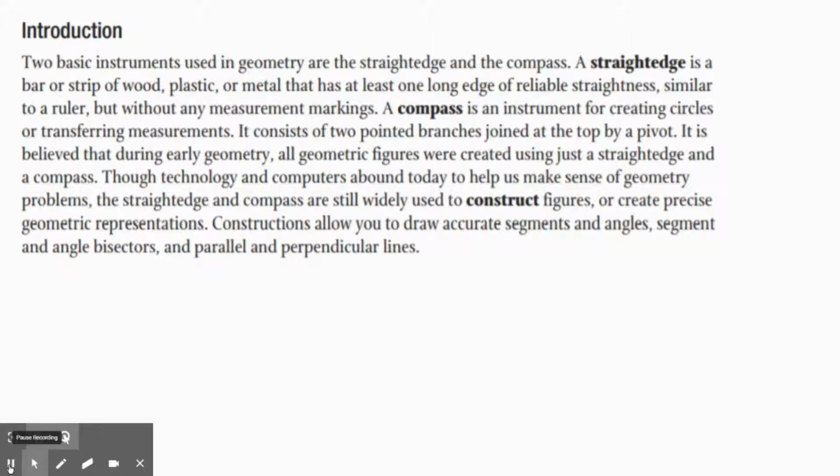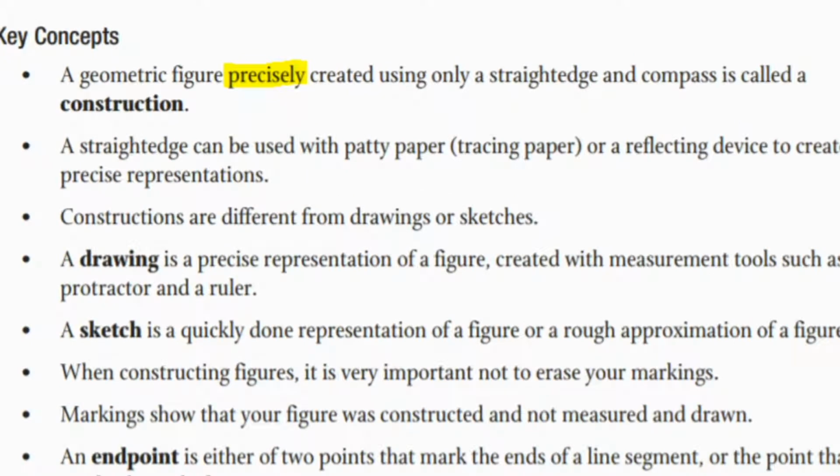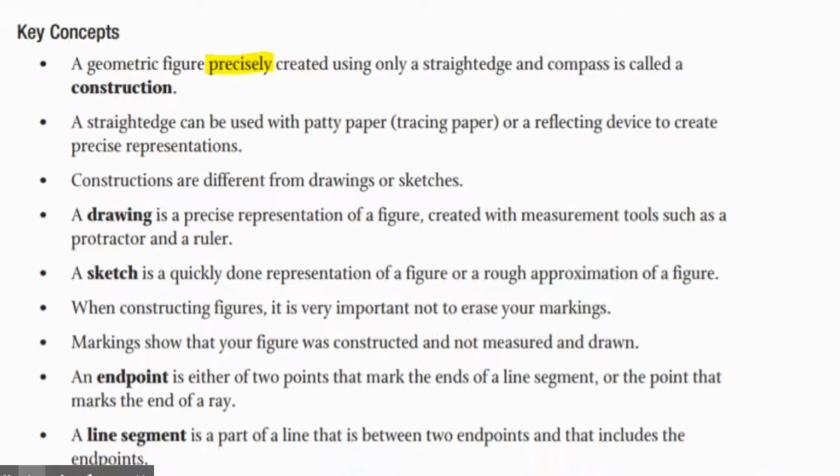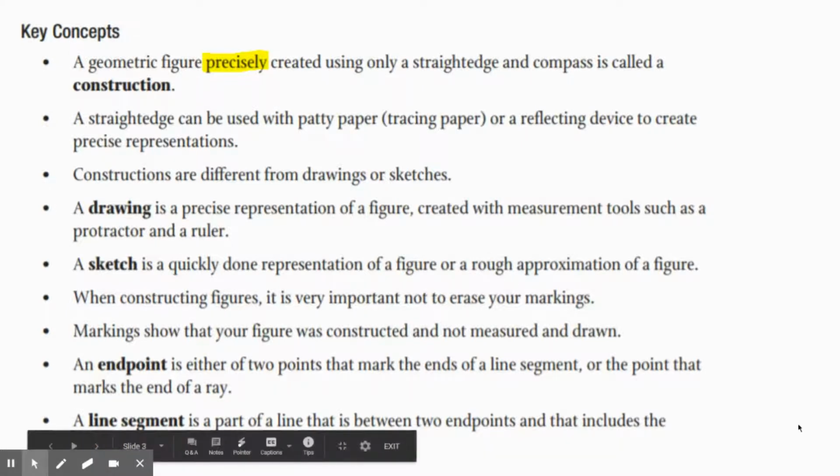This section is all about constructions. We're going to be using a compass and a straight edge to make geometric constructions. A construction is a geometric figure that's been precisely created just using a straight edge and a compass. Here are some more key concepts that you can read through. We'll be tackling them one by one as we go through all the different geometric figures of Unit 5.